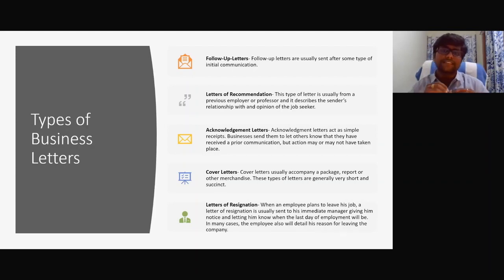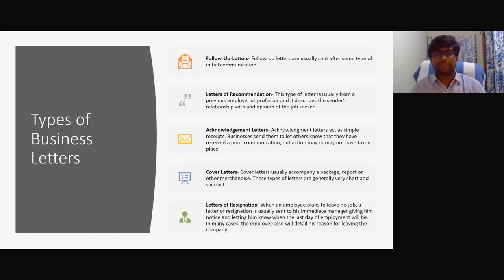Next is the letter of recommendation, where a previous employer or a professor gives feedback or an opinion on the job seeker. And these letters of recommendation are mainly used while switching a job or applying for a university abroad or for any other research fellowships.